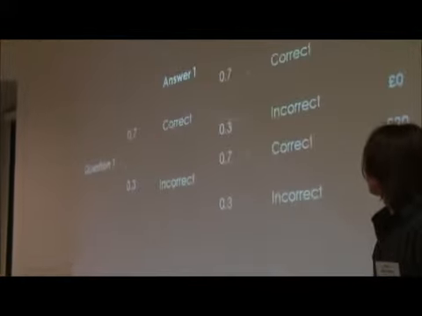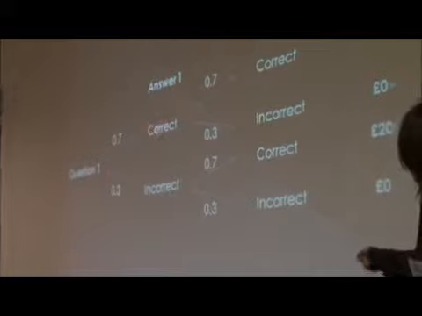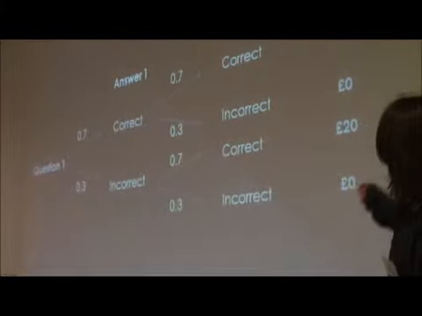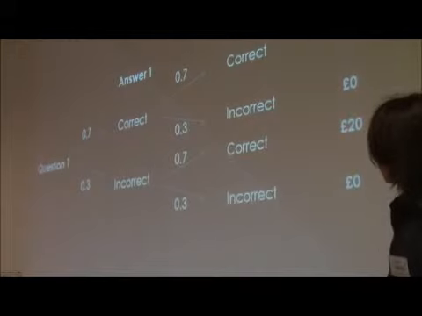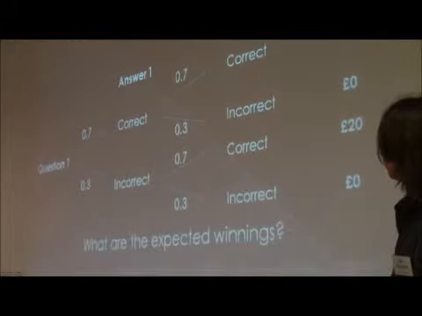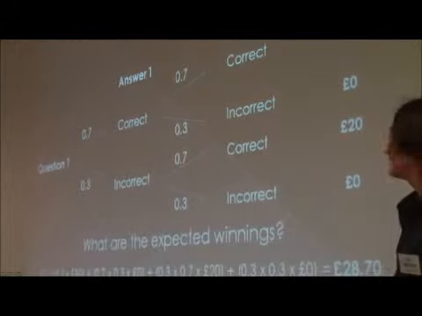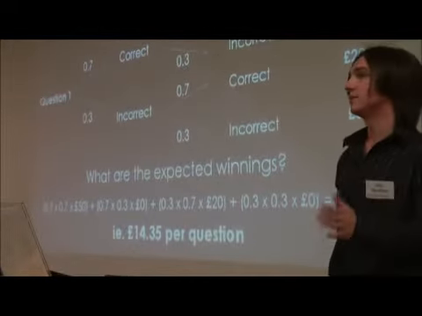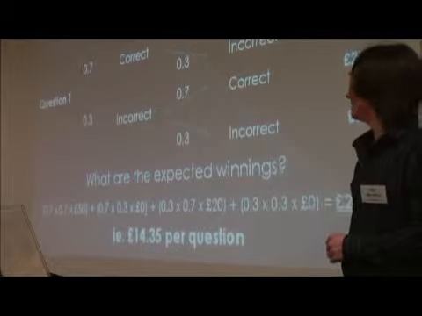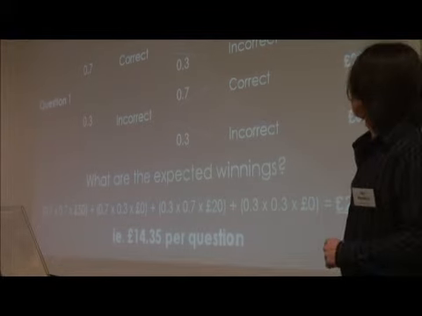So how about if we bank at £50 after a chain of 2 correct questions? So it's the same again, same percentages again here, and the same banking things that we saw earlier. If we work out the expected winnings for that decision tree, we get £28.70, which when averaged gives £14.35 per question, which is 35 pence more per question than banking at £20.